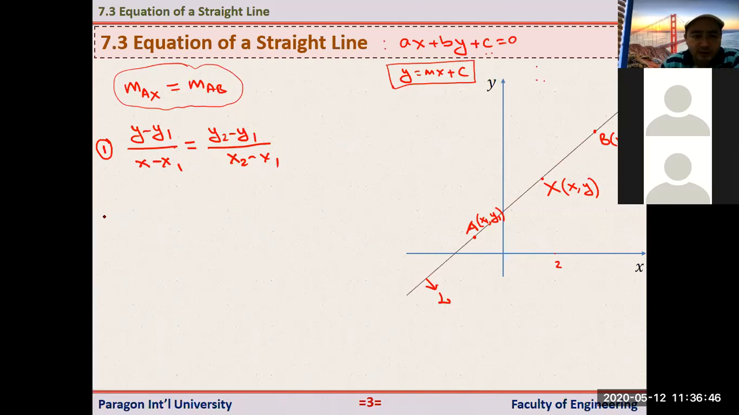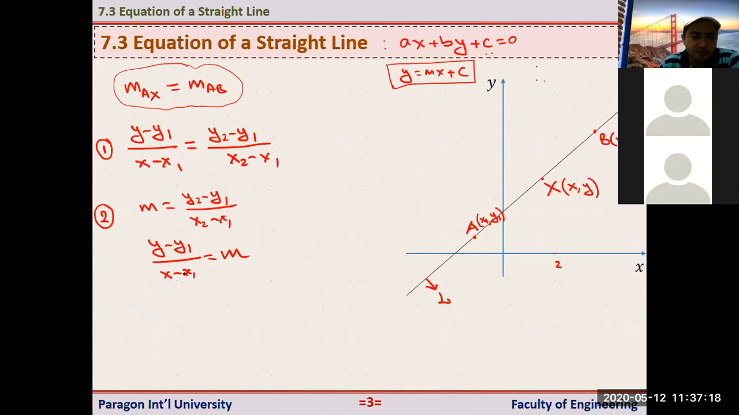Now the second form. Assume that we know the gradient of the straight line, which is equal to y sub 2 minus y sub 1 over x sub 2 minus x sub 1. If I substitute here, what we get is y minus y sub 1 over x minus x sub 1 is equal to m. And this is another form of the equation of a straight line.